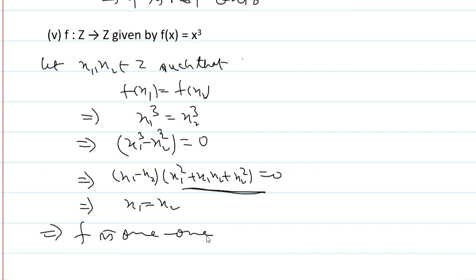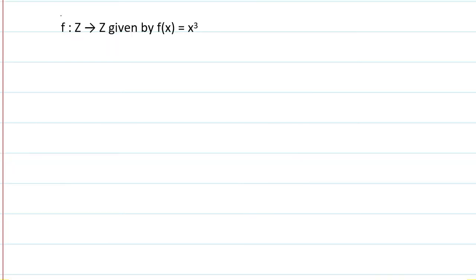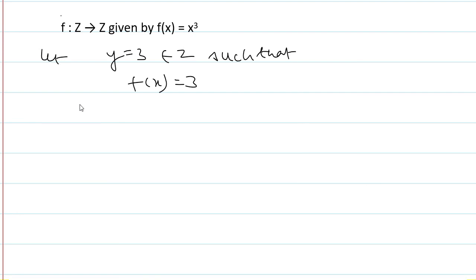Now let us check whether f is onto. Let y is equal to 3 belonging to the codomain Z, such that f(x) is equal to 3. This implies x cube is equal to 3. This implies x is equal to cube root of 3.